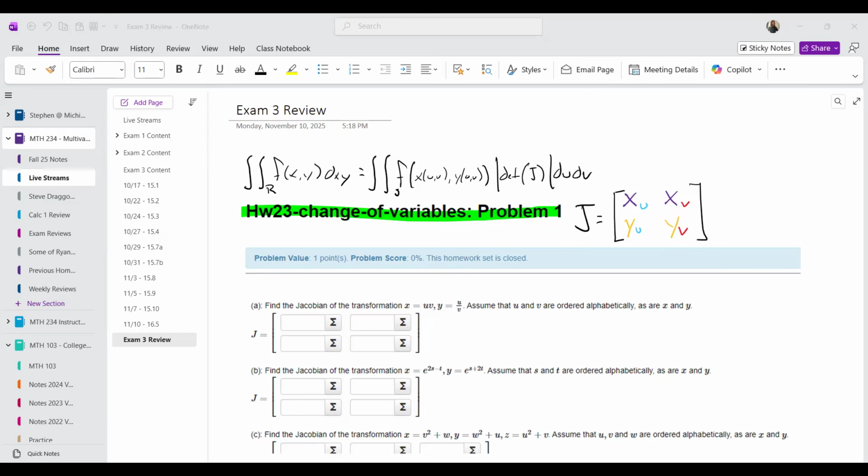Same thing goes for those of us here in the classroom, though. D2L should have all of the up-to-date information on what the exam covers. And again, I think we were pretty explicit that it does not cover curl or divergence, which means you won't see any review of curl or divergence in this review.